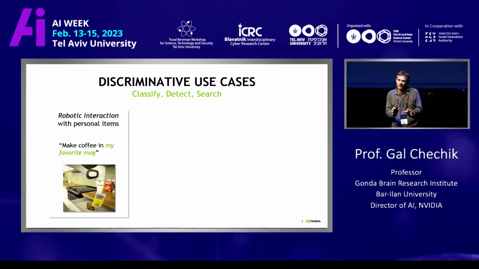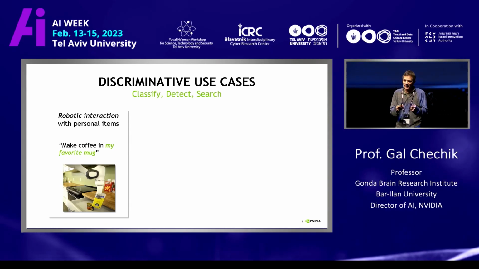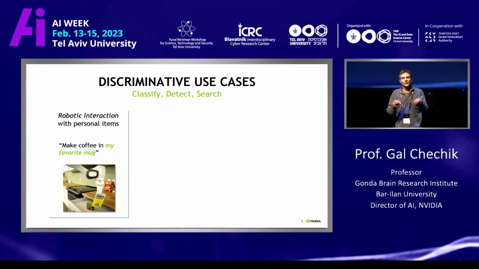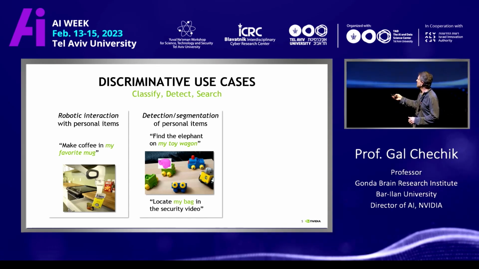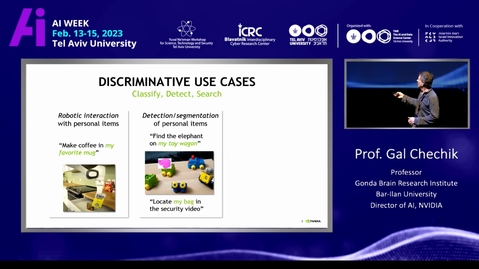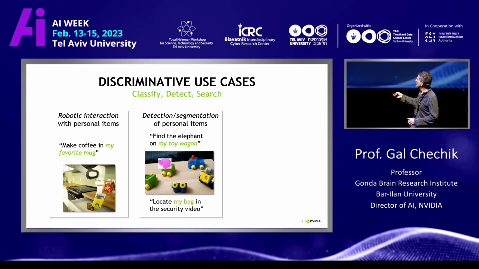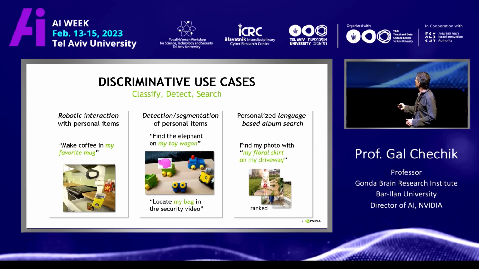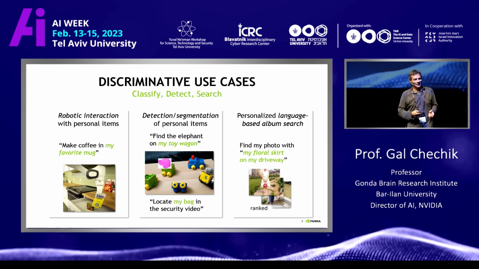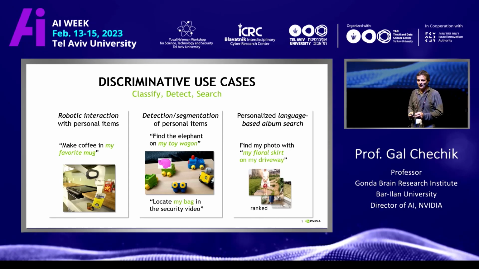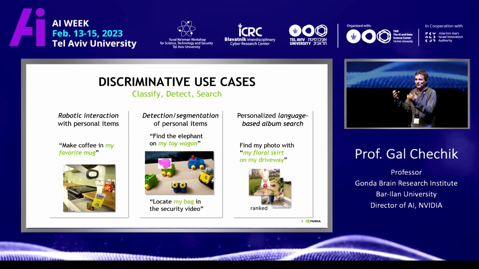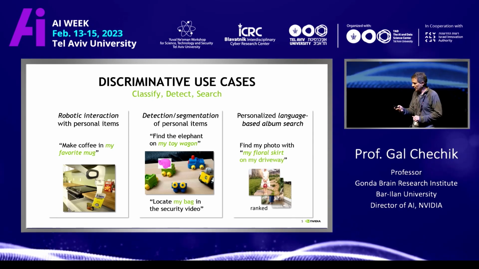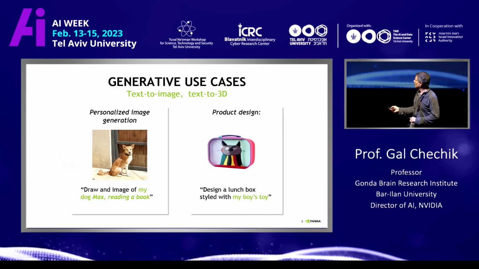The point is that once you have smart agents in your home, they need to be aware of the specific items that you have, right? And they cannot be pre-trained on the web for your specific items. Similarly, you want to solve problems of detection and segmentation, for example, locate my bag in a security video. Or, we heard a question about image search, if you have a lake of your photos, you want to search for your specific dress or jacket, not just any generic dress or jacket. So these were discriminative tasks.